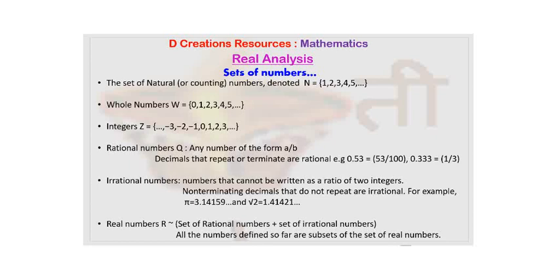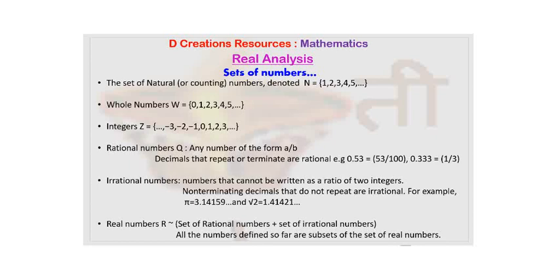Now set of real numbers R is basically set of all rational numbers as well as set of irrational numbers taken together. So all the numbers defined so far here in this episode are real numbers.